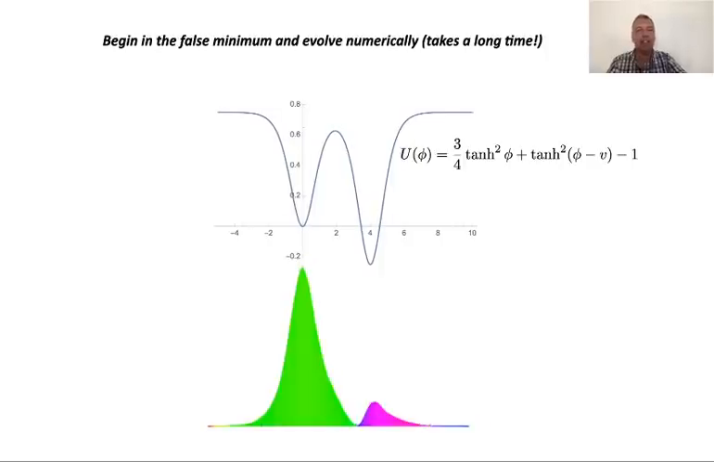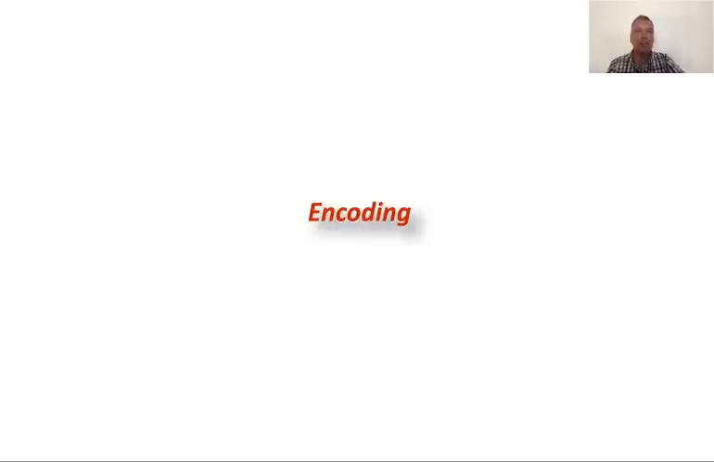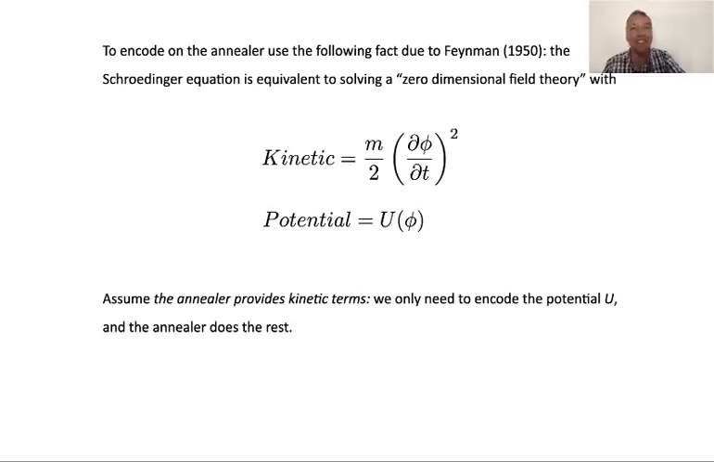And a little bit later, it leaks a little bit more, and you see this peak will start to grow, and eventually everything will be over here in the new minimum, and that's how the theory decays. So that's the sort of thing we want to encode on the annealer, and in order to do it, we're going to begin with an observation from 1950, which is due to Feynman essentially.